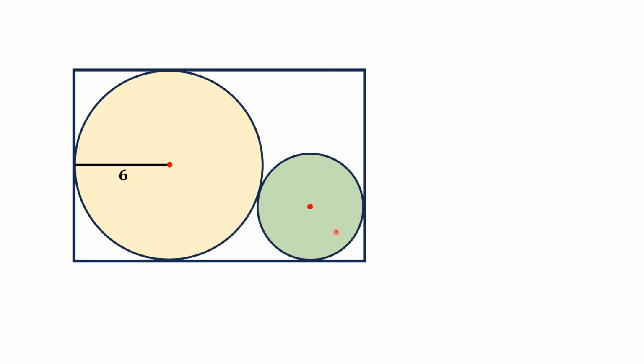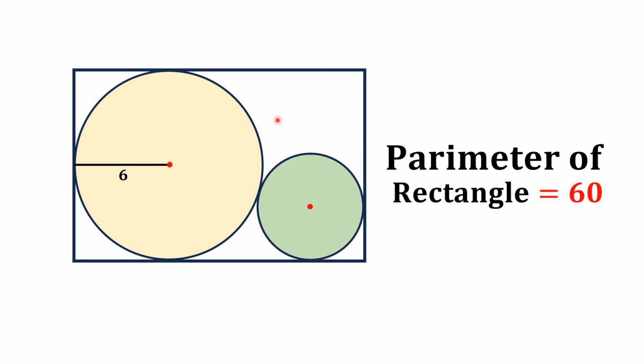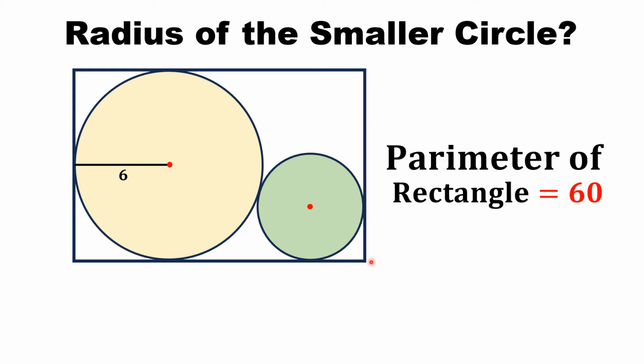Another circle is drawn in this rectangle in such a way that it is tangent to the two adjacent sides of the rectangle, and it is also tangent to the first circle having a radius of 6 units. If the perimeter of this rectangle is 60 units, then we have to find the radius of this smaller circle. Let's move towards the solution.